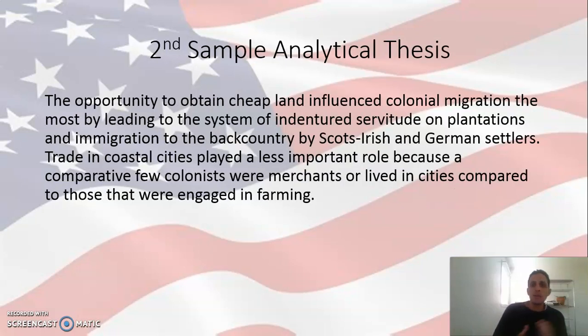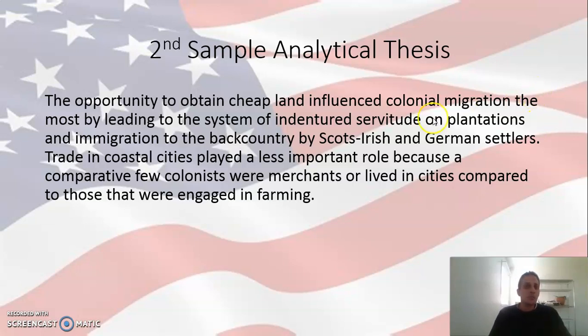I want to give you one more sample, and then we're going to kind of leave it for today. So the second sample kind of focuses on different things, but has the same mentality, same ideas. This second sample thesis says, the opportunity to obtain cheap land influenced colonial migration the most by leading to the system of indentured servitude on plantations and immigration to the back country by Scots, Irish, and German settlers. So again, it has some specifics, right? They continue, trade in coastal cities played a less important role because comparatively few colonists were merchants or lived in cities compared to those engaged in farming.